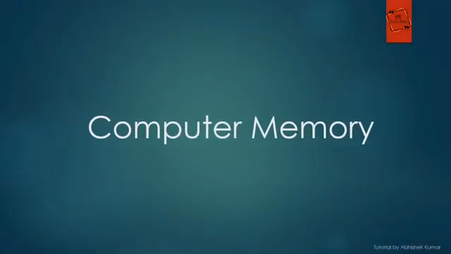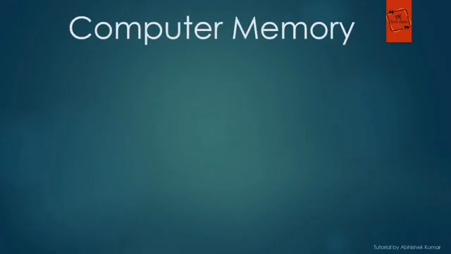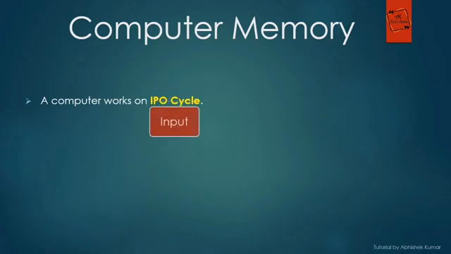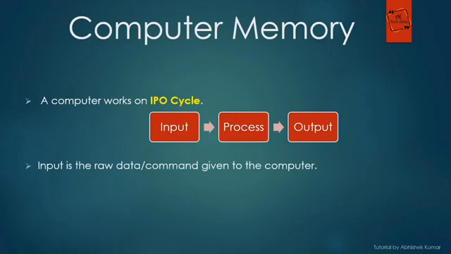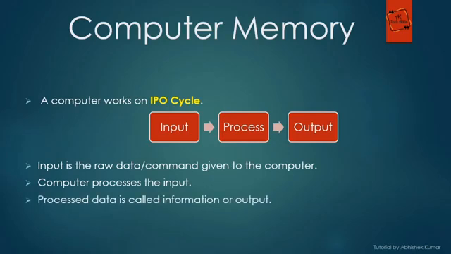Hello everyone. Today we are going to study about computer memory. But before this, I would like to recall you about IPO cycle. As we know, a computer works on IPO cycle. That means input, process, output. Let me explain you. First of all, a computer takes input from the user, then the processor processes the data, and then that processed data is known as output, or you can also call it information.